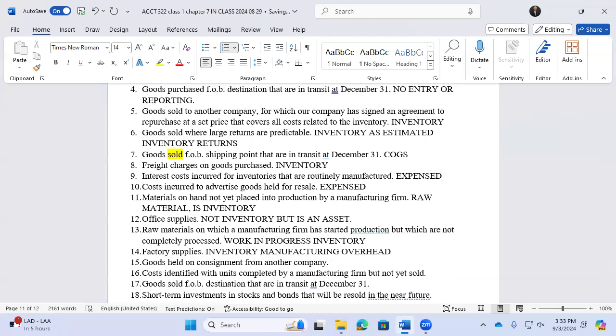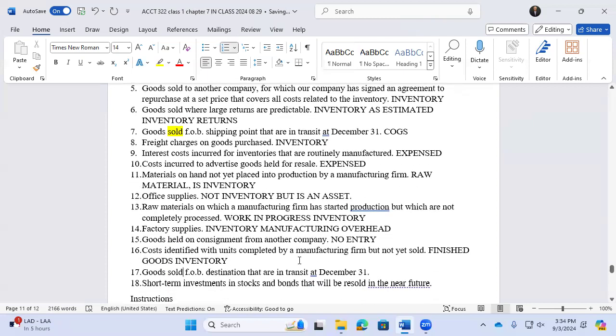Goods held on consignment from another company, no entry. Right, it's their inventory. All you're doing is making a record, you have it. When you sell it, then you can make your entries. Costs identified with units completed by a manufacturing firm but not yet sold. So this would be finished goods. And that is inventory.